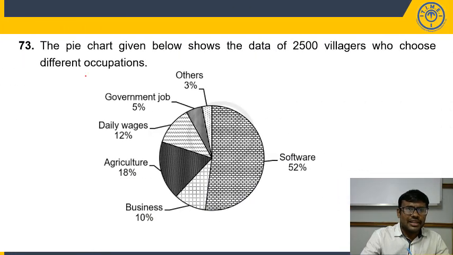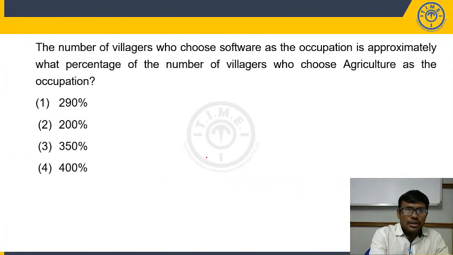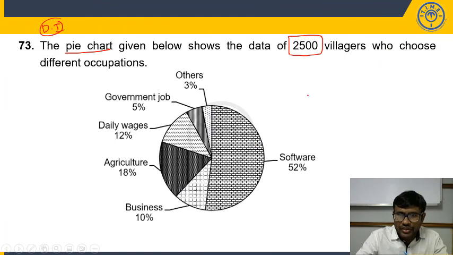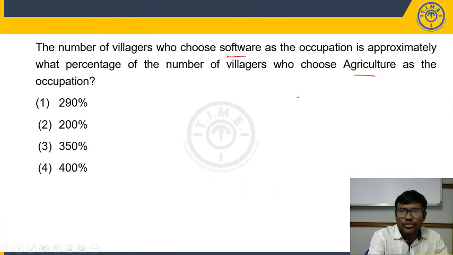Another DI question and a pie chart. So the pie chart given below shows the data of 2500 villagers who choose different occupations. So there are different occupations given. What is the question? The number of villagers who choose software as the occupation is approximately what percent of the number of villagers who choose agriculture? So the number of people who choose software is how much percent of the number of agriculture?